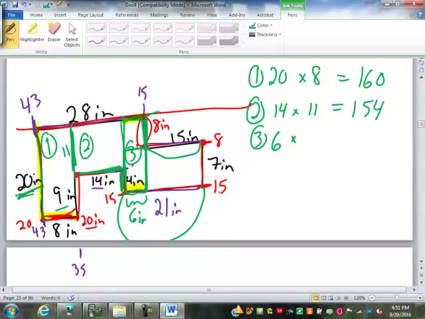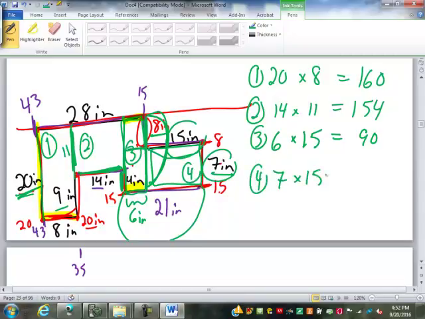How about this dimension from here to here? 7 plus 8 makes it 15. That's 90. Then this last piece here, 7 times 15, right? Those are given for us. 105. So 509 inches squared if you wanted to add them all up.